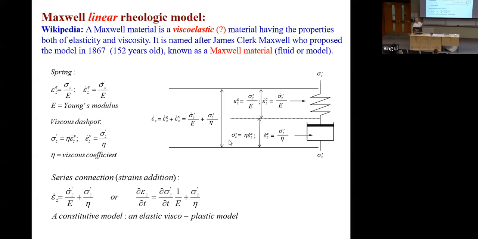For the dashpot, according to Newton's viscous body, the effective stress is proportional to the strain rate by a constant coefficient eta. So we take the strain rate out, then strain rate is equal to effective stress divided by eta. So this is the viscous strain rate, and this is the inelastic strain rate, because the spring and dashpot are connected in series. So the total strain rate is equal to the inelastic strain rate plus the viscous strain rate.